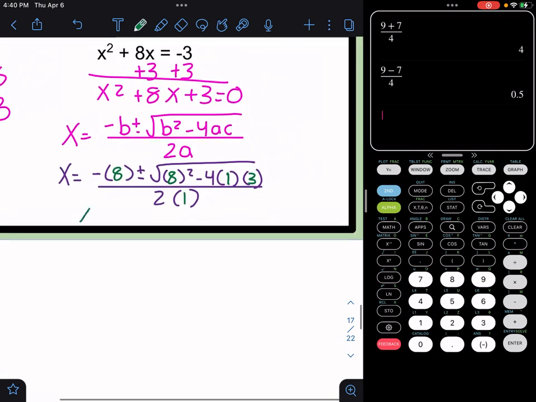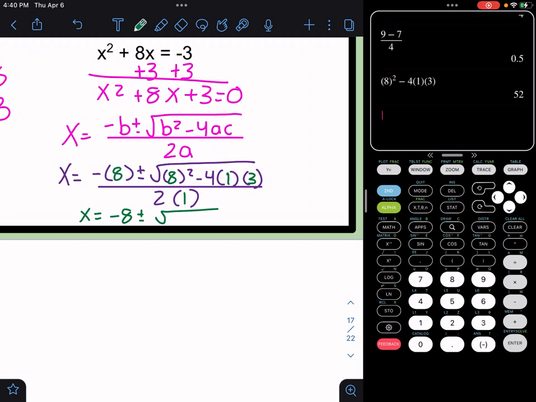Alright, so then I would get X is equal to negative 8, plus or minus. Just do the part that's inside the square root, so 8 squared, you're basically doing the discriminant part, minus 4 times 1 times 3, that is 52, all over 2 times 1 is 2. Alright, now the problem is if you try to take the square root of 52, that is not a nice number. So let's do that. Let's simplify that on the side.